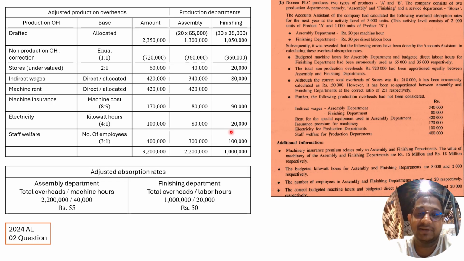And then the staff welfare. To distribute that, you can use the number of employees for the assembly and finishing departments. So the adjusted production overhead, the total production overheads assembled in the assembly department is 2,200,000, and in the finishing department is 1 million. And then the corrected budget machine hours and labor hours are given here. So by dividing that, you can find the adjusted absorption rates as 55 and 50 for the assembly department and finishing department respectively, right?